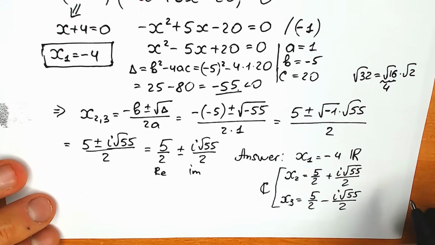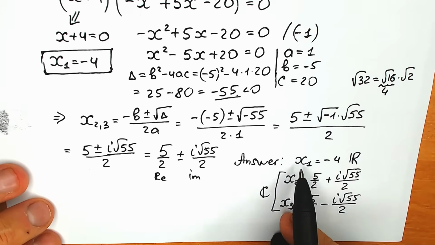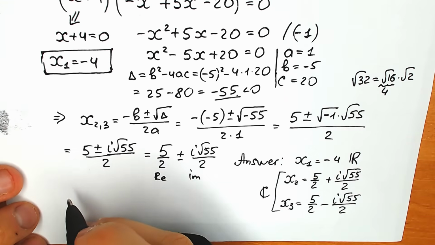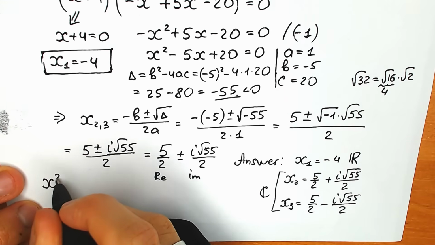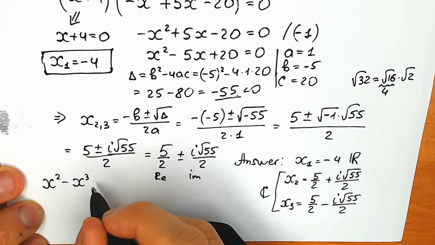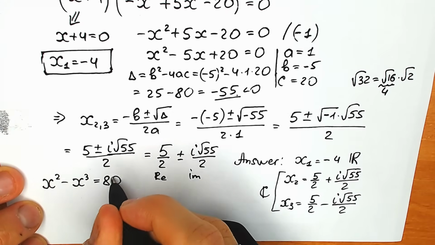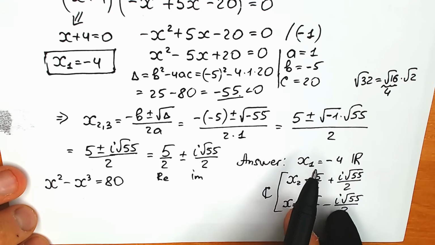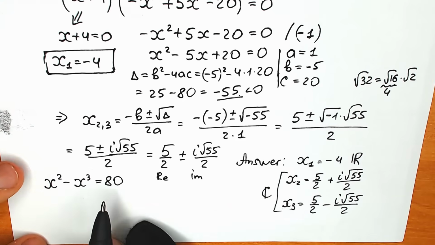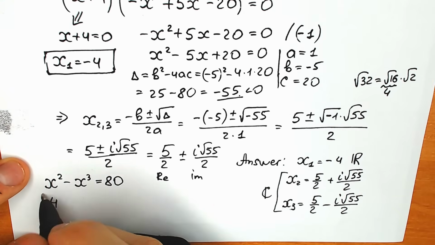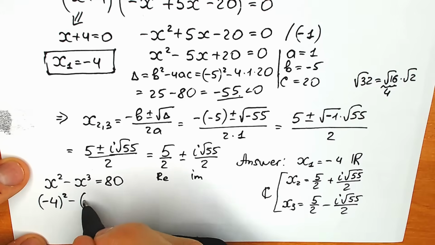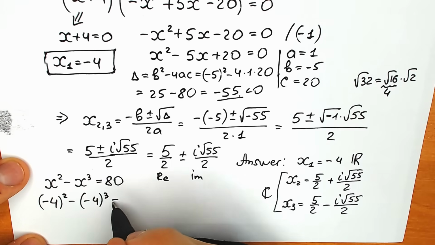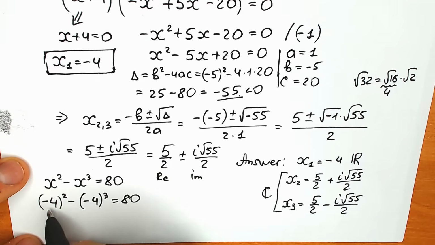And in conclusion, let's check our root real quick. In the beginning, here's our question: x squared minus x cubed equal to 80. Here's our question from the beginning. And right now, let's plug in x first equal to -4. Let's check it real quick. So we have (-4) squared minus (-4) cubed equal to 80. Let's see. So (-4) squared equal to 16, yeah?